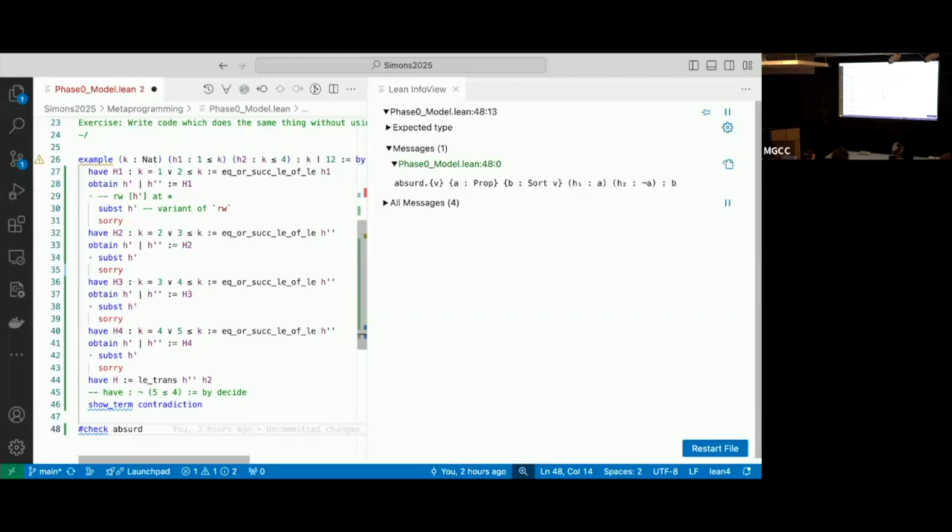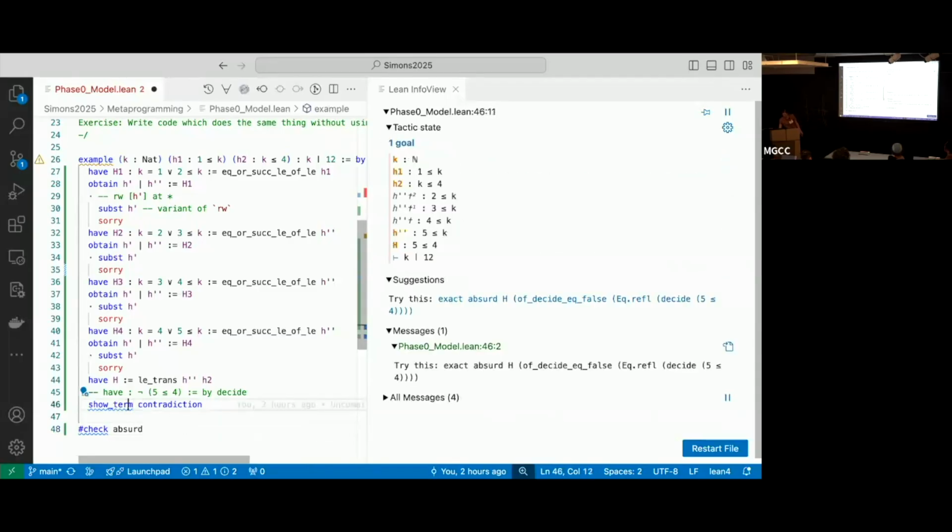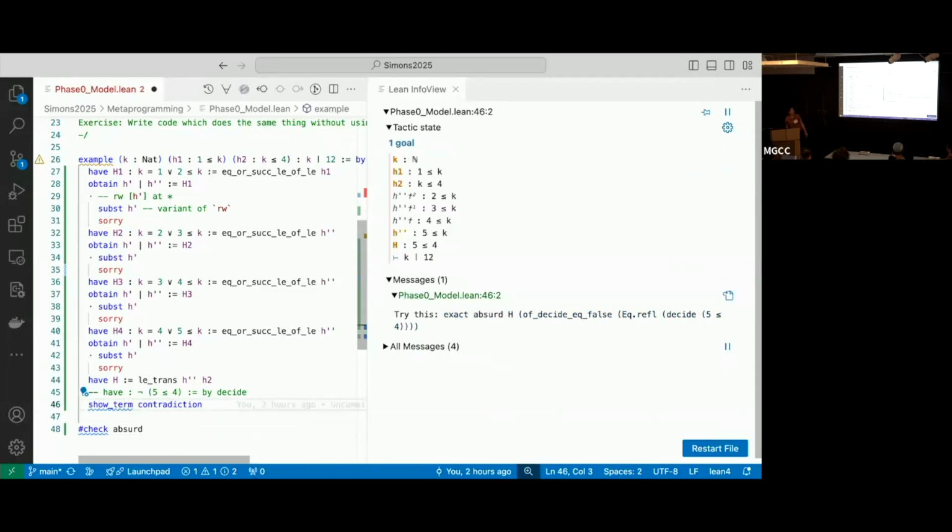This part here is going to be a proof of the negation of 5 less than or equal to 4. And when I build those up, this whole thing is going to be a proof of anything I like, where in this case, the anything I like is going to be the fact that K divides 12.